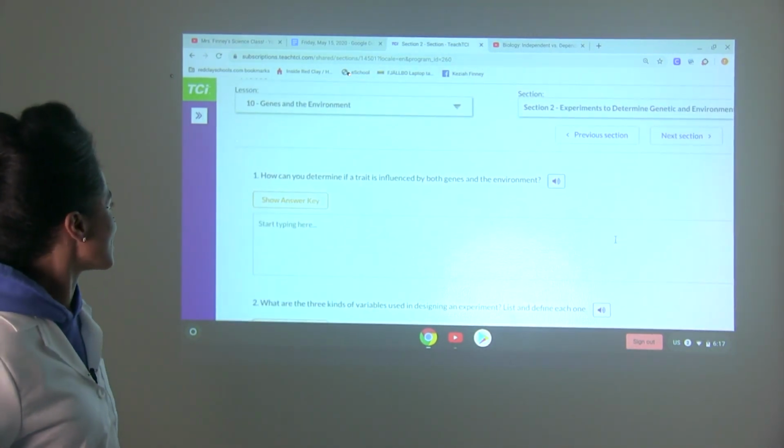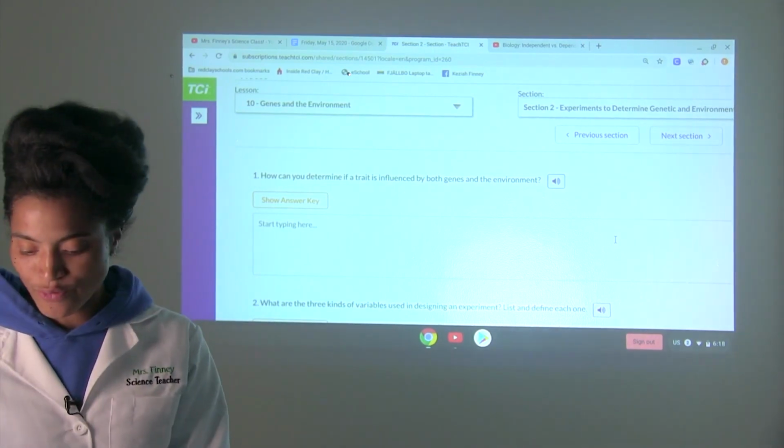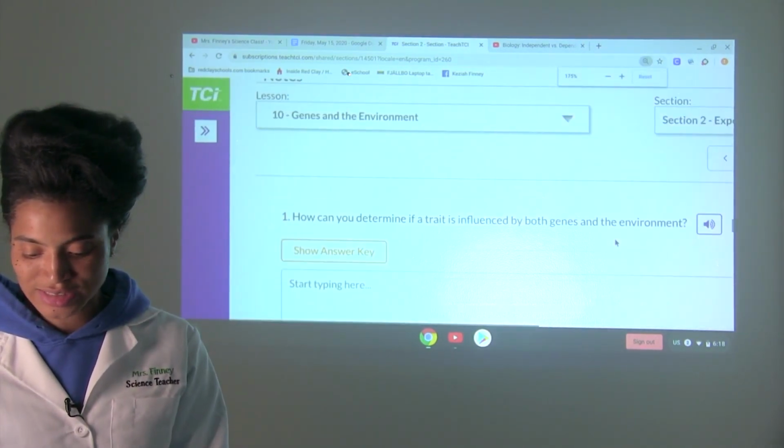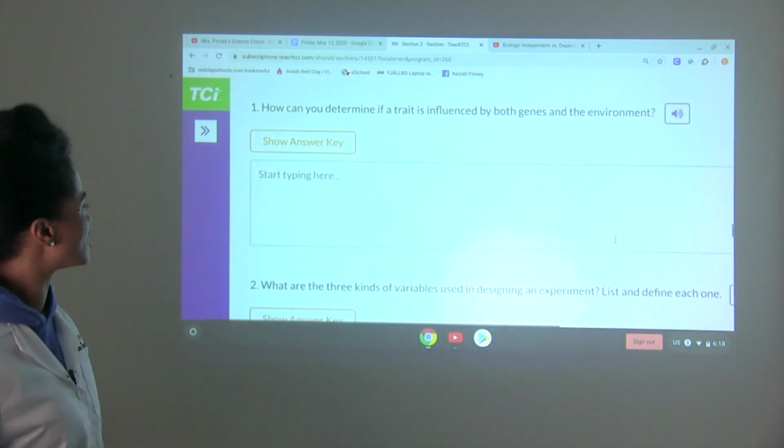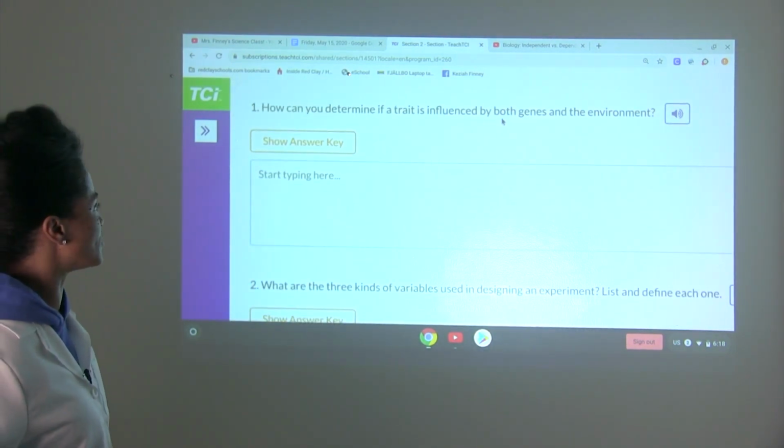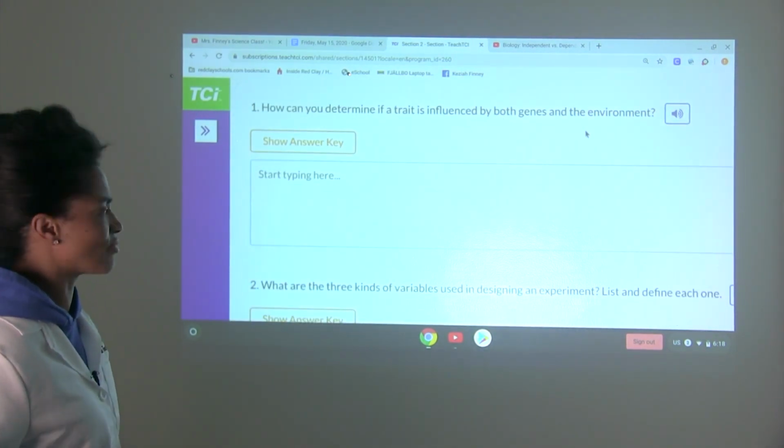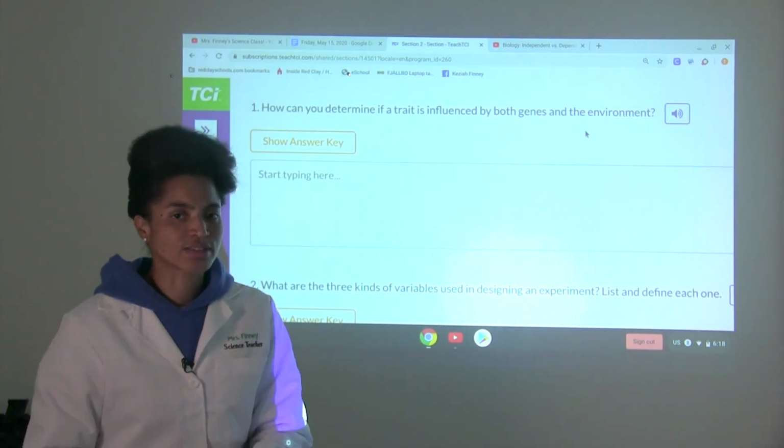All right, let's check at the bottom. Make sure you go to Lesson 10, Section 2. First question here we need to knock out as a team. How can you determine if a trait is influenced by both genes and the environment? Take the floor. What do you think?